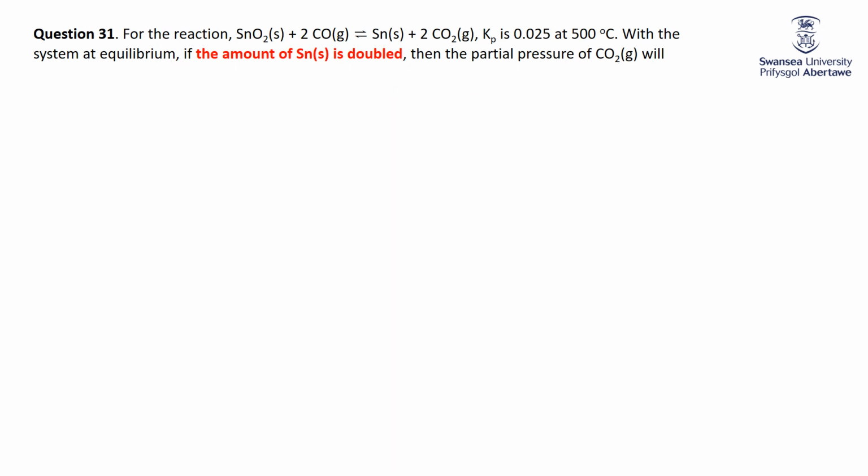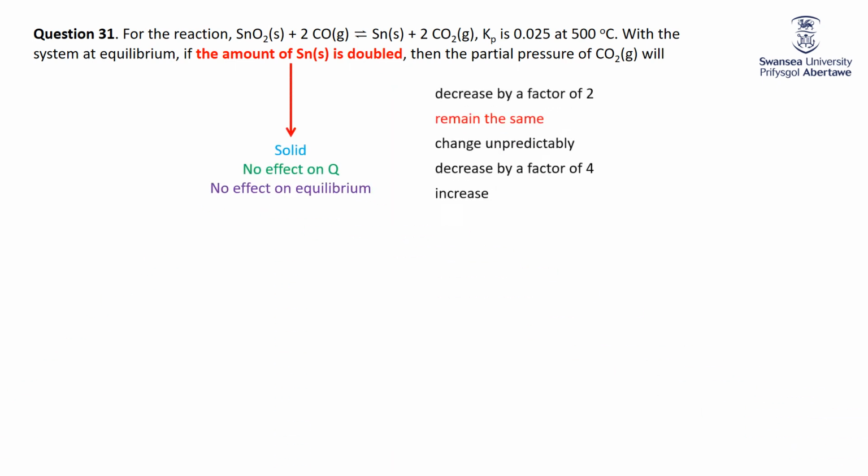Trouble is, though, tin is a solid. As it's a solid, it has no effect on anything to do with the equilibrium. Thus, the partial pressure of CO2 will remain the same. Same argument if you mess with the amount of solid tin(IV) oxide.